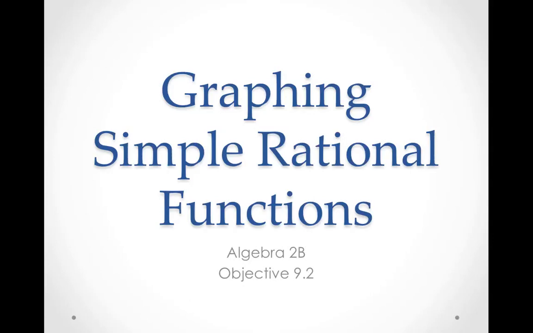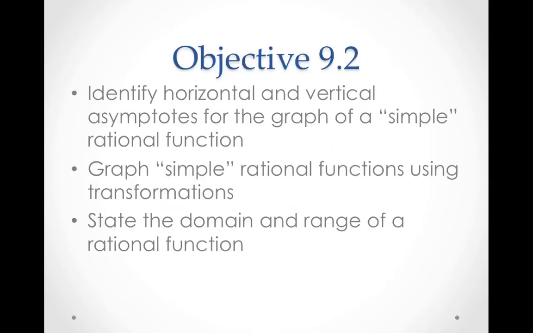Objective 9.2, Graphing Simple Rational Functions. In this objective, we want to be able to identify the horizontal and vertical asymptotes for the graph of a simple rational function. Now, simple here simply means that these are some of the more basic forms that rational functions can take. So we'll start with simple rational functions today, and then we'll move on to more complex looking rational functions in the next objective.